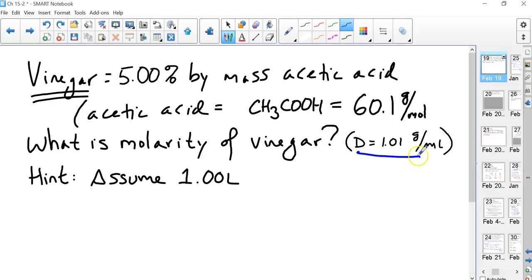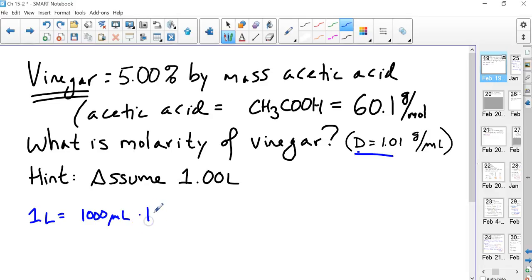First of all, I have to give you the density, because if we're doing percent by mass, I have to assume a mass of solution to start with. And the other hint is that we're going to assume 1 liter. Okay, so that's the starting point. So here we go. 1 liter, remember that's equal to 1,000 milliliters. Okay, and I'm going to convert that to mass immediately.